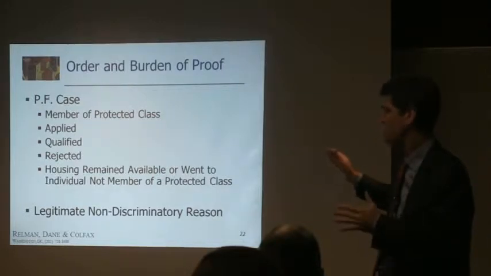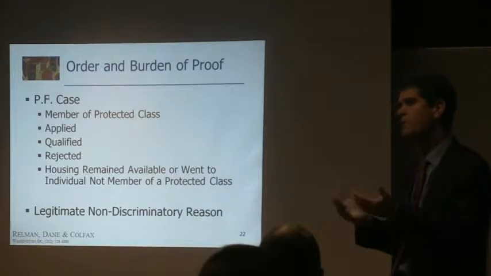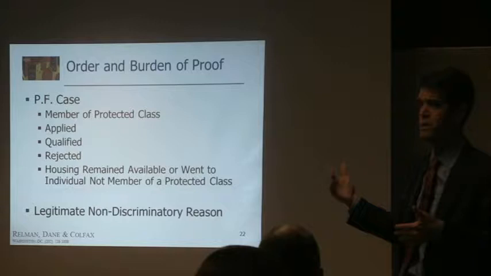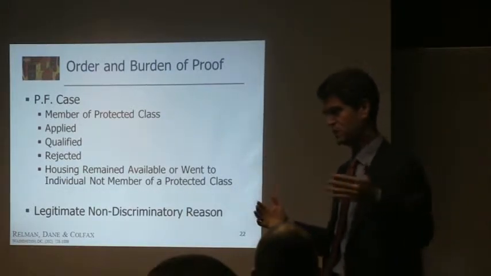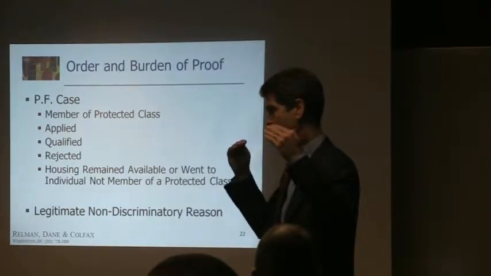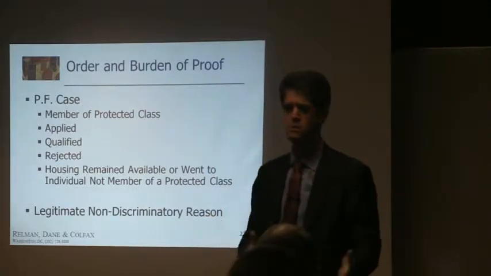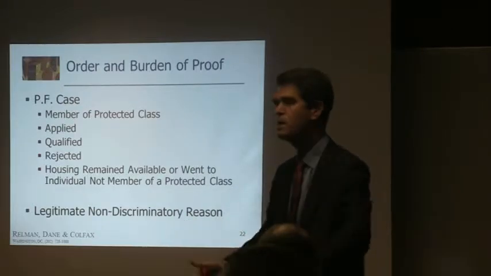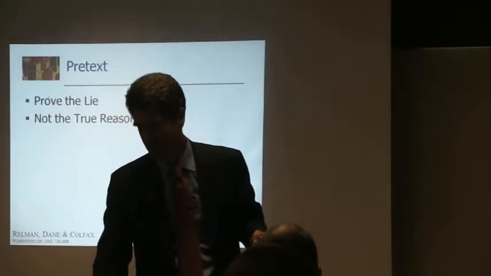Then, if you establish that, it's the defendant's burden in an intent case to come forward with a legitimate non-discriminatory reason. The burden of proof doesn't shift to the defendant, but the burden of coming forward with evidence does. This is a very easy burden to meet. The legitimate non-discriminatory reason can be absolutely anything. You were hostile when you met me, you yelled, I thought you wouldn't be a good tenant, I have a job requirement, a FICO score requirement, a minimum income requirement. It can be almost anything to meet that burden of coming forward with evidence.